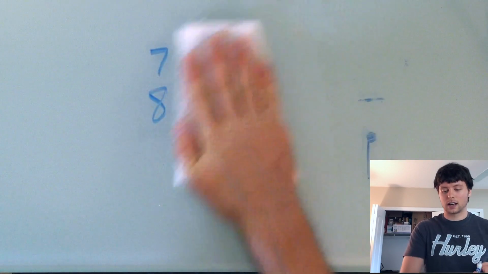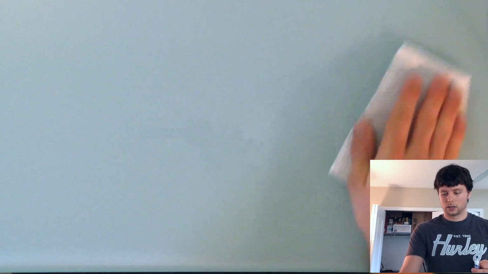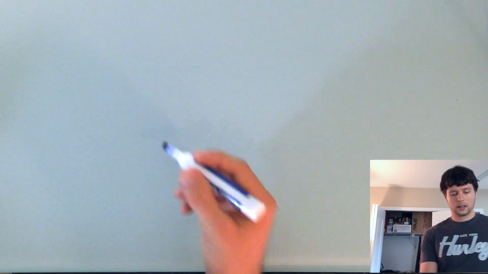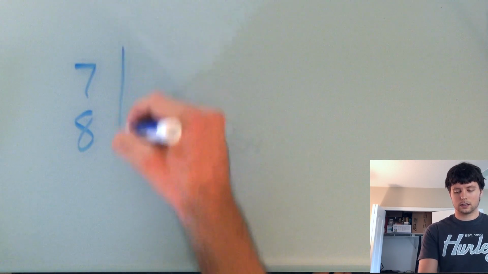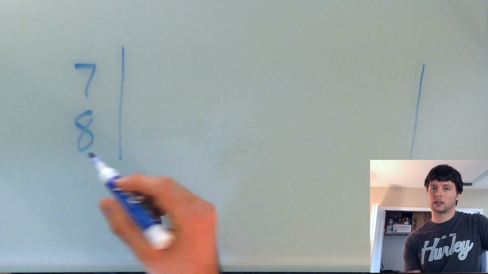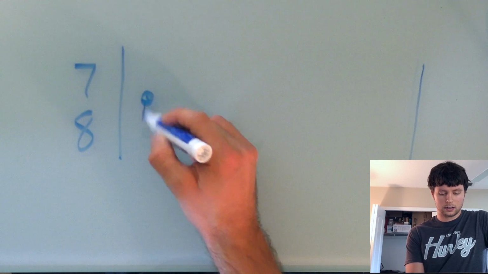Let's start by looking at 7/8, this sort of unusual time signature. I'm sure you remember how to read these. All this means, 7/8, is that there are seven eighth notes in a measure. So here they are.